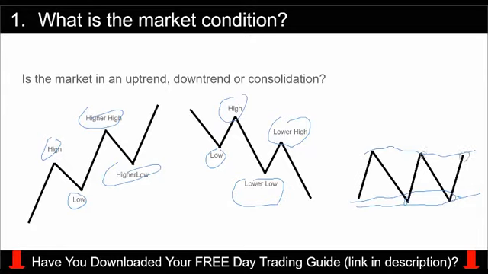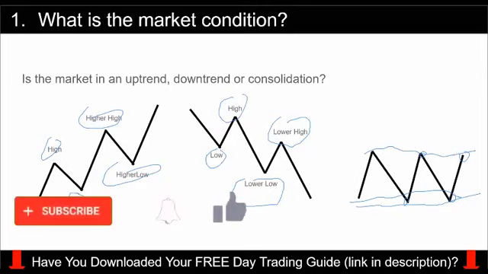So these are the 3 types of market condition, and this is the first question that you need to ask yourself when you're taking a trade. Are you trading in alignment with the market condition? If you are in an uptrend, you don't want to be selling. Conversely, if you are in a downtrend, you do not want to be buying. If in a consolidation, you can buy at the bottom and sell at the top, that's fine. But this is the first thing that you need to check. Always make sure you check this.